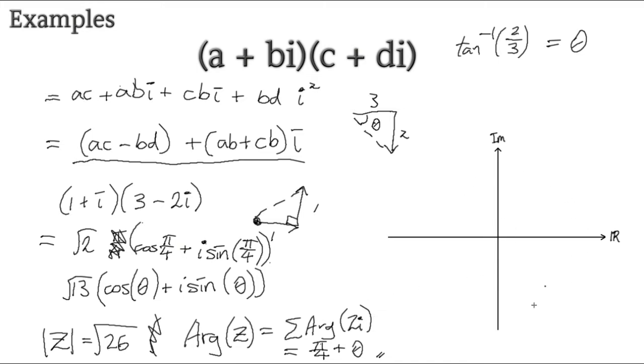And so on the graph now, we have something that we can actually work with modulus argument for. So let's say 1 plus i is over here, with 1 and 1. Then we have 3 take 2i, so about here, 3, then take 2, minus 2, 3, somewhere over here. So I've got these 2 points.